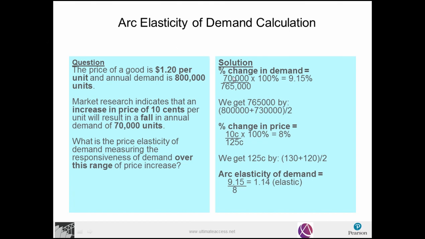We first get the change. The change is 70,000, but it's going to be over the average of the two points. Now, the two points are 800,000 and 730,000. Now, you might be asking yourself, why did I get 730,000? You remember that the demand fell by 70,000, so the next point would be 730,000. So we'll get that by taking 800,000 minus 70,000 to get 730,000. So those are the two points, 730,000 and 800,000. Add them both and get their average. So you divide that by two and you get 765,000.